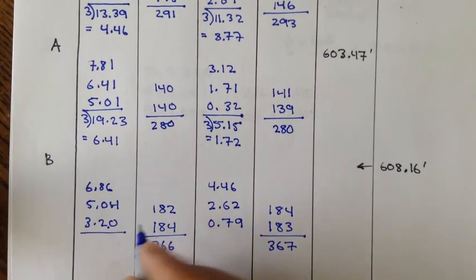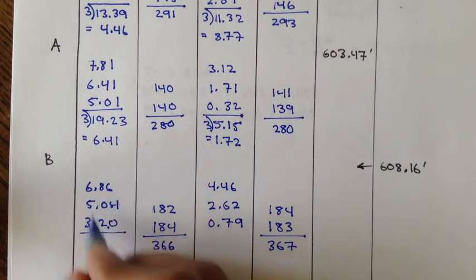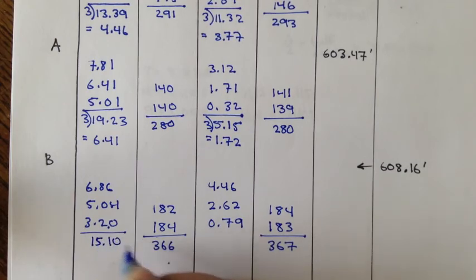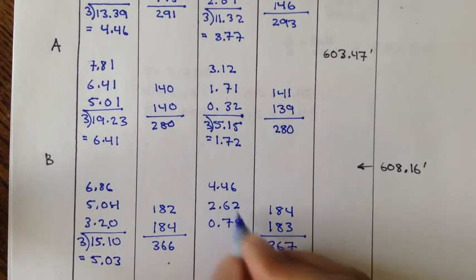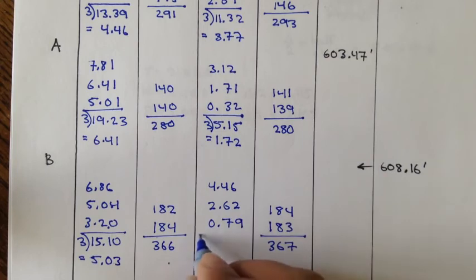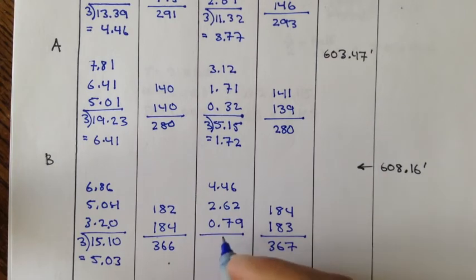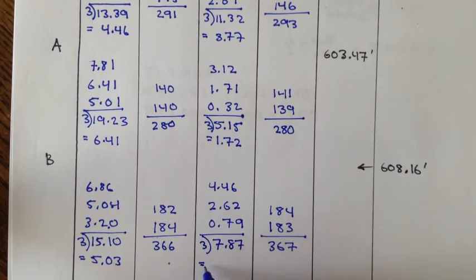Our backsight, let's take the average just as we did the last two. You take these three numbers, you take the sum of them, you get 15.10. Divide by 3, you get 5.03. Same thing for the foresight. Take these numbers, add them, you get 7.87. Divide by 3, and you get 2.62.